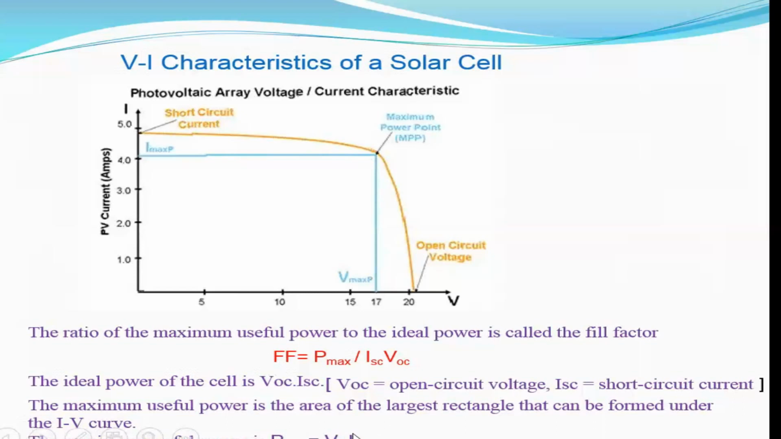And the ideal power of the cell is given by VOC into ISC, where VOC is the open circuit voltage and ISC is the short circuit current. So we can define the fill factor as the ratio of the maximum useful power to the ideal power. P max is the maximum useful power and the ideal power is given by ISC into VOC. So the ratio of the maximum useful power to the ideal power is defined as the fill factor.